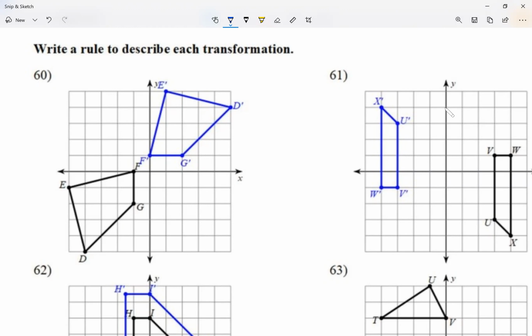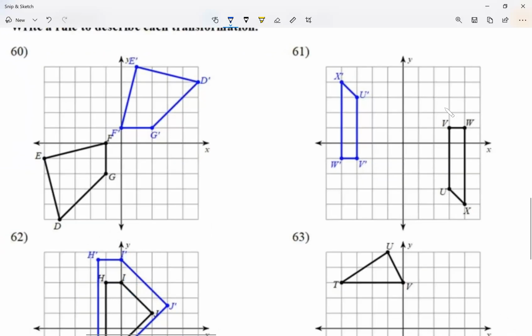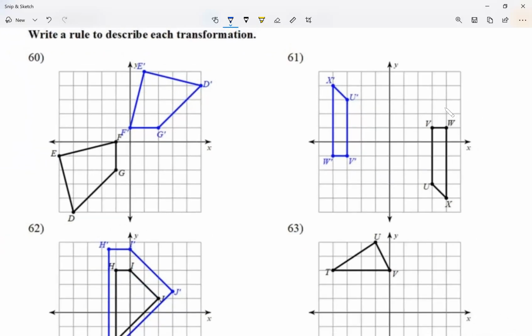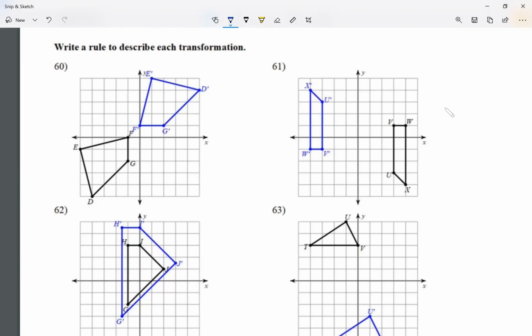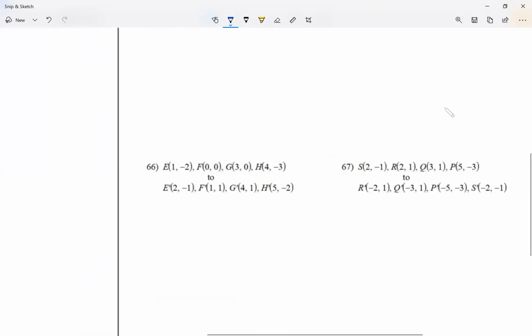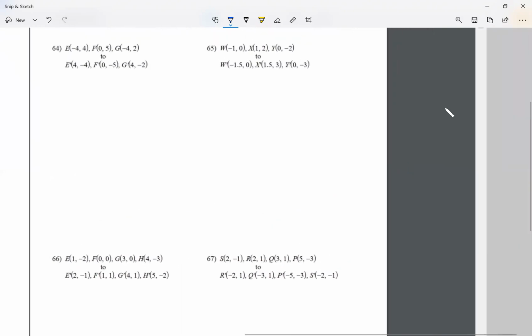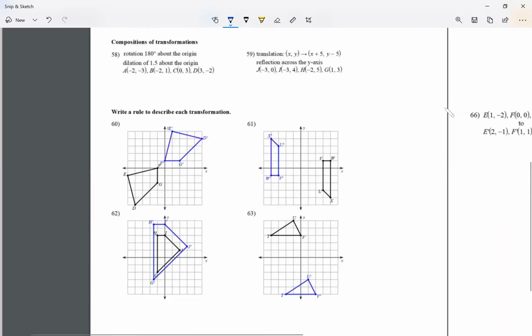Now, when I give you graphs, I'm looking at 60 through 63. I'm not going to limit myself to only special cases. Remember the special cases I talked about in our notes, especially for reflection? In the homework, we did some non-special cases. So when I give you the graph, I'm not going to limit myself to only special cases. If I only give you the coordinates, now I'm looking at 64 through 67. Those I will limit to only special cases. So let's take a look.